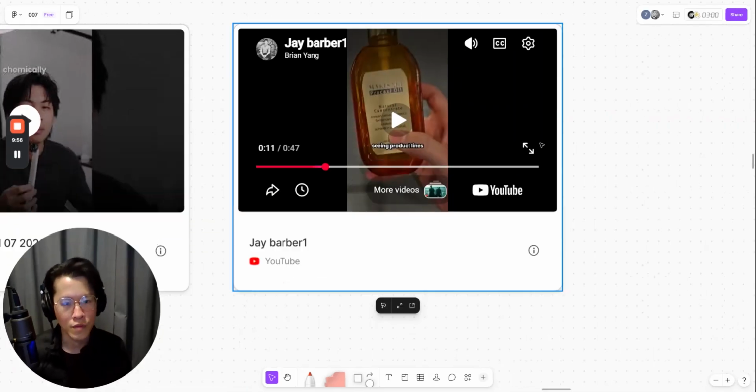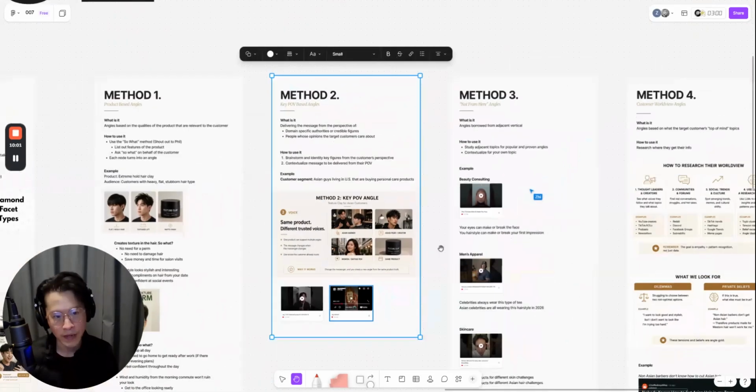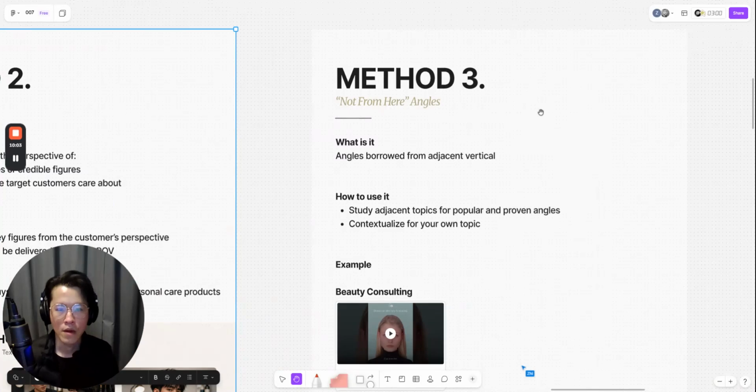So this one is also from a barber, but from a slightly different sub-angle, I should say. All right, let's move on to number 3. So this one is probably the most reliable one for the long term. Essentially, it's borrowing angles from adjacent verticals.